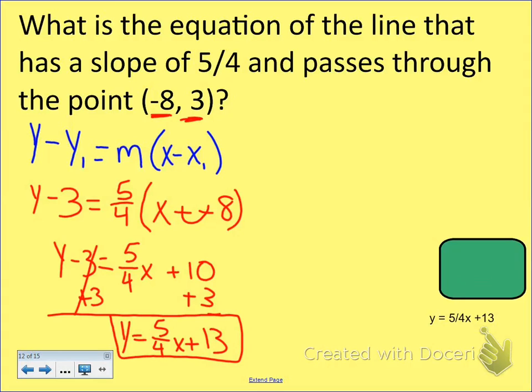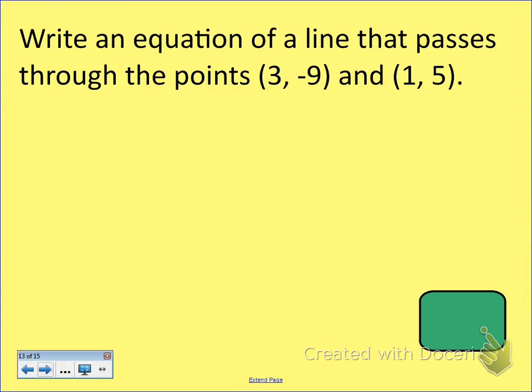All right, next question is very similar to that. Write an equation of a line that passes through the points 3, negative 9, and 1, 5. So same concept as the last problem, but what is this one missing?